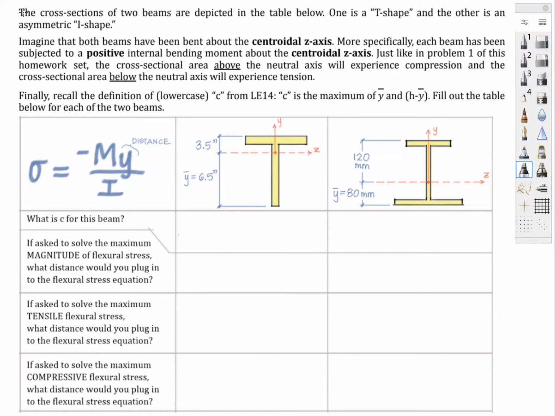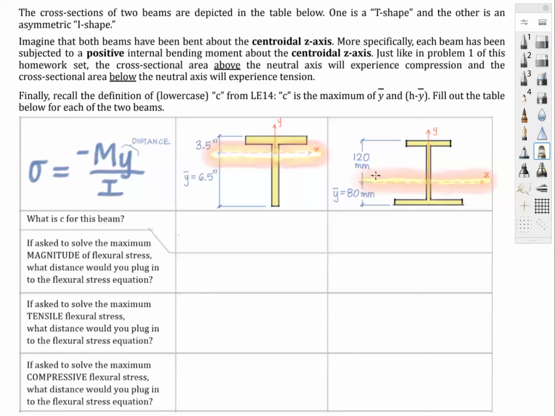Here's what it says. It says that the cross sections of two beams are depicted in the table below. One is a T shape and the other is an asymmetric I shape. And we want to imagine that both beams have been bent about the centroidal z-axis. And that centroidal z-axis is this one right here. Let me use an orange color for this. Okay, so there it is right there. Here it is right there.